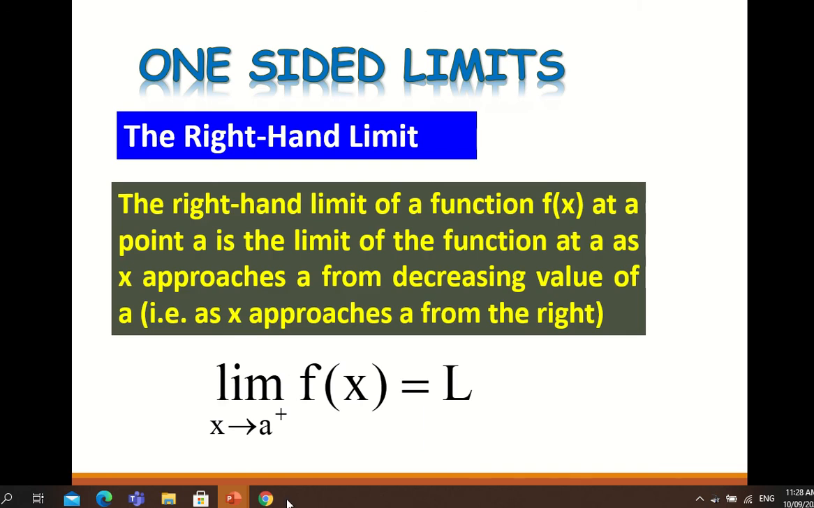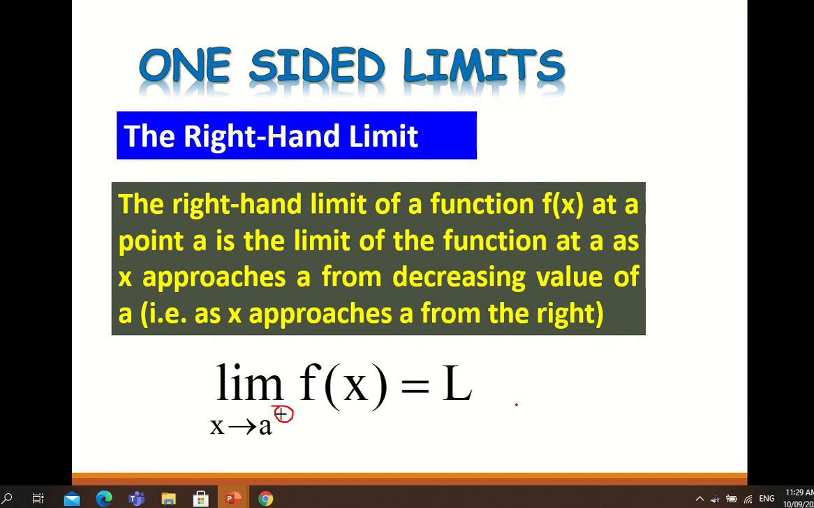Now we have the right hand limit. Let's give emphasis to the right hand limit. The right hand limit of a function f of x at point A is the limit of the function at A as x approaches A from decreasing values of A, that is, as x approaches A from the right. This is given in this expression: limit of f of x as x approaches A from the right. The positive sign indicates that the values of x are coming from the right towards A, and this is equivalent to L.